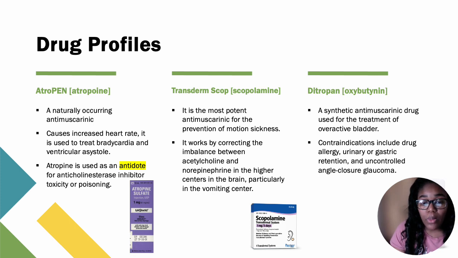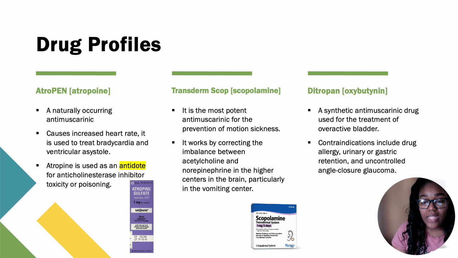You have scopolamine, and you normally use this for the prevention of motion sickness, and it also works by correcting the imbalance between acetylcholine and norepinephrine in the higher centers in the brain, and particularly the vomiting center. And then you have oxybutynin, an antimuscarinic drug that is used for the treatment of overactive bladder. So that means you're urinating too much and you need something to help you stop urinating as much.